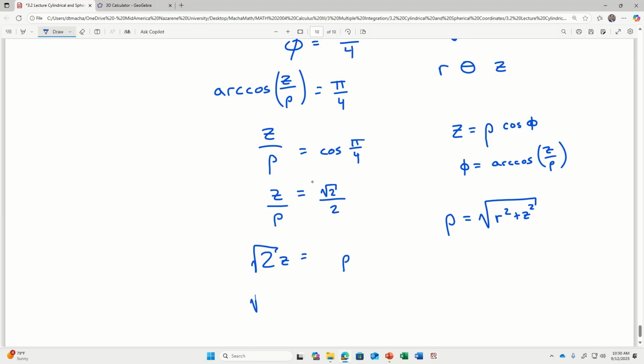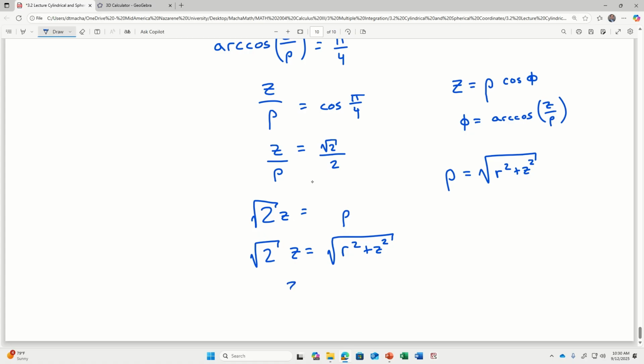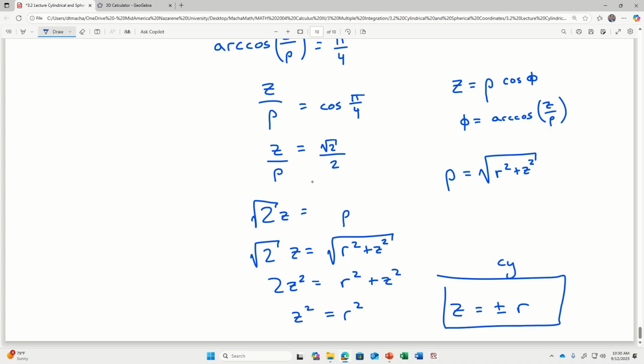And then rho is the square root of r squared plus z squared. Square both sides, so I can get rid of that nasty square root. Subtract z squared from both sides, and then I could take the square root again and get this for my cylindrical coordinates. So in cylindrical coordinates, the equation becomes z equals plus or minus r. And that would also be a cone.